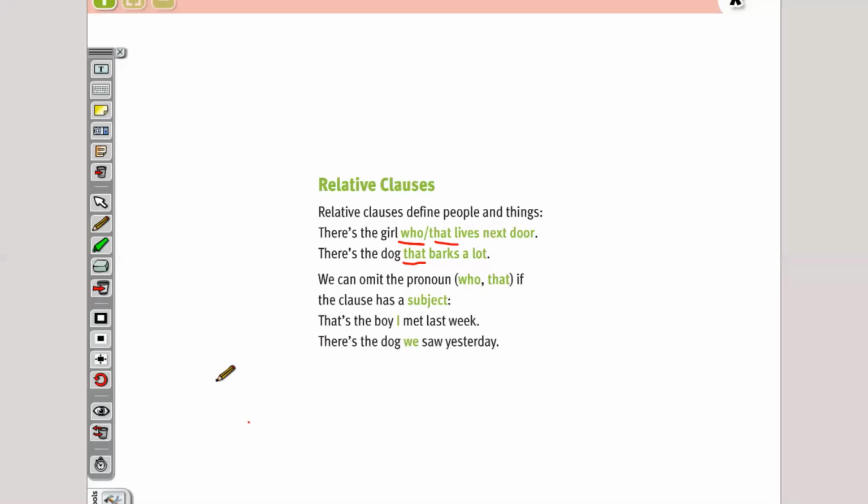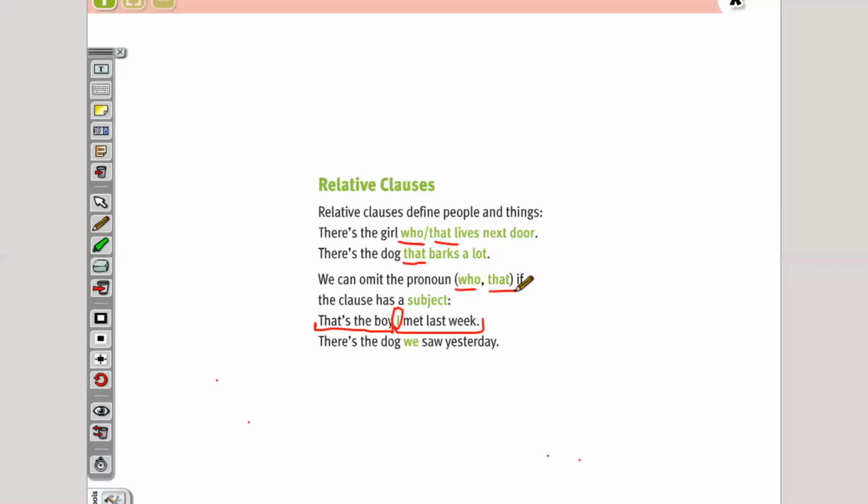So as you see, this is the first part: that's a boy, and this is the second part: I met last week. At the second part, we have got a subject here, I. That's the boy I met last week. I can't say this sentence with who or that, like that's the boy who I met last week, or that's the boy that I met last week. But I can only omit it. That's the boy I met last week.